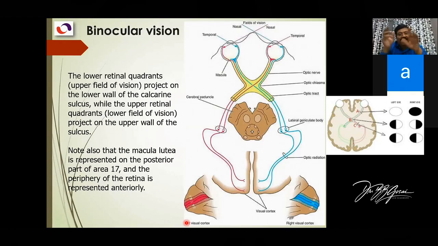Clear? So the thalamus and hypothalamus are like, suppose I want to draw. Let me see.